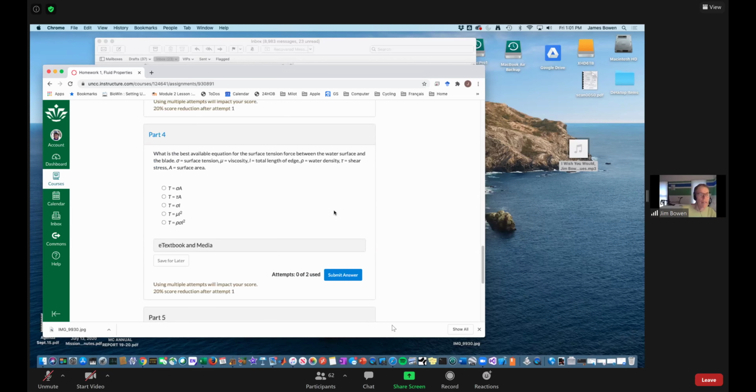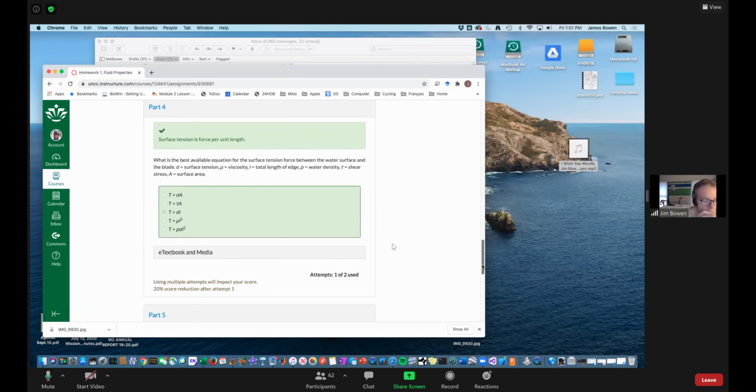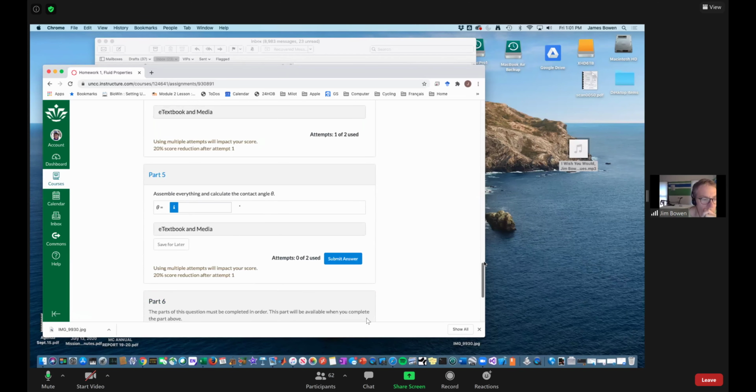Okay, and something like this is in your question: what is the best equation for the surface tension force between the water surface and the blade? Right, we need the surface tension, sigma, which is force per length. So we want something that's this thing times a length. There's really only one of those. That's this one in the middle.